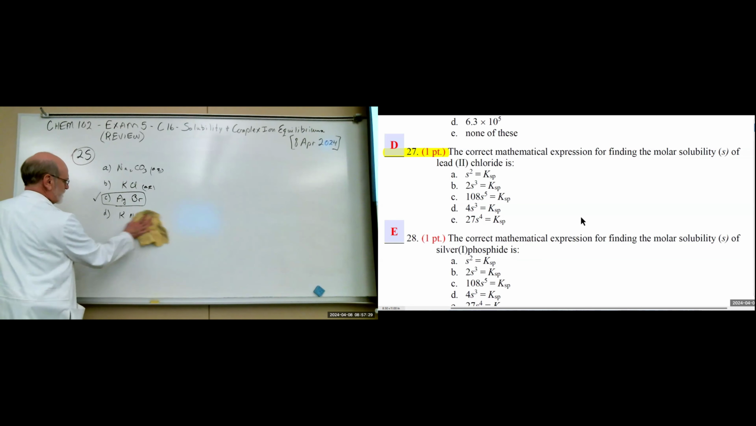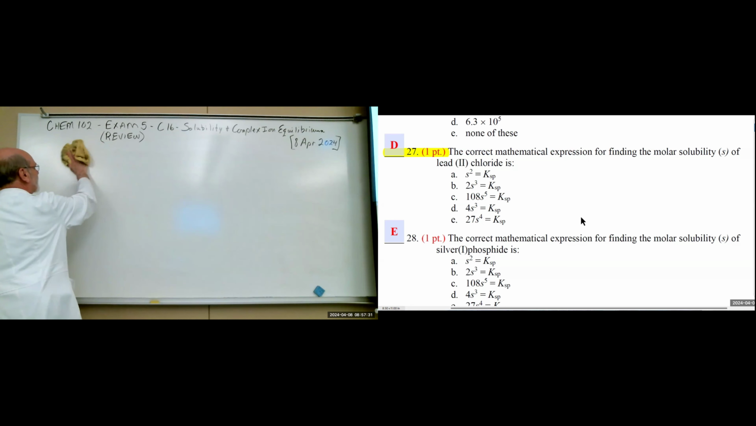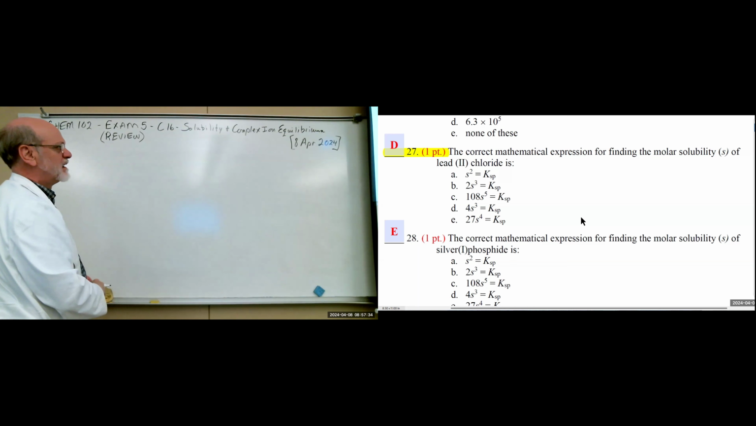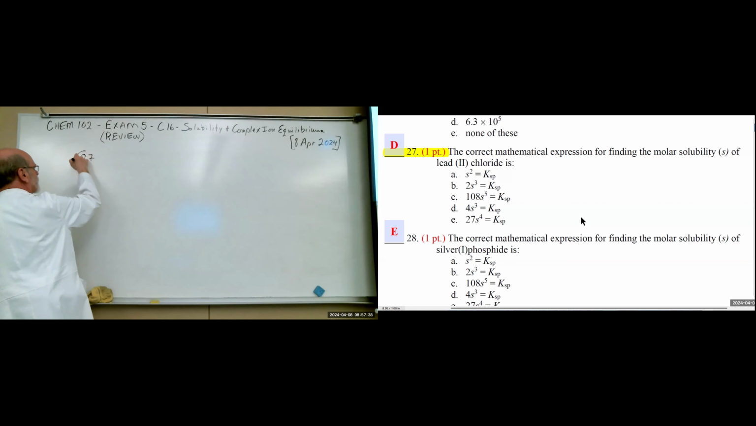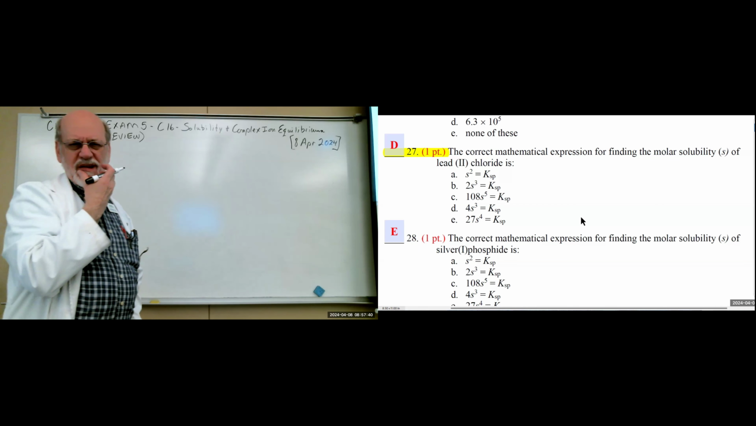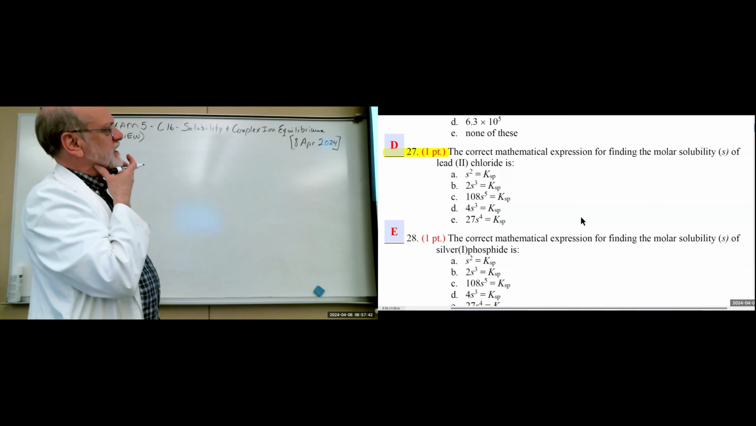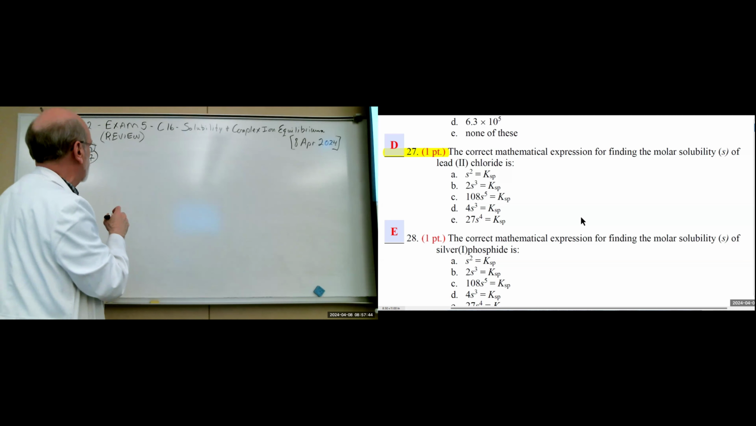All right. 25. 27. Are we going backwards? I thought we already did one like this. The correct mathematical expression for finding the molar solubility of lead-2 chloride.